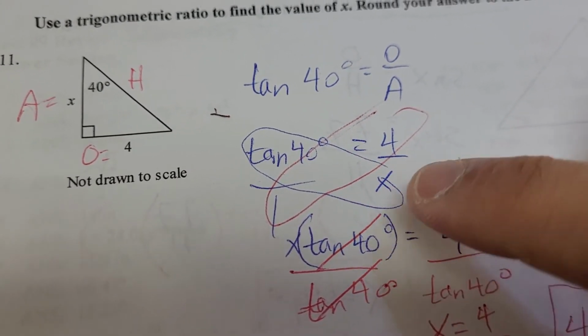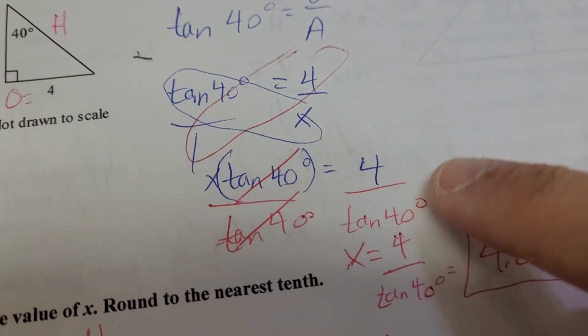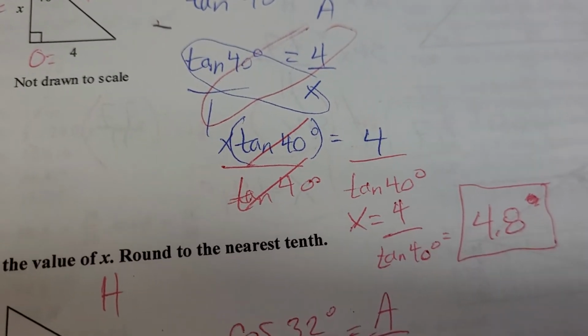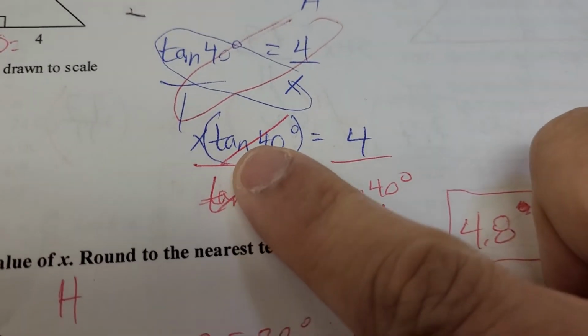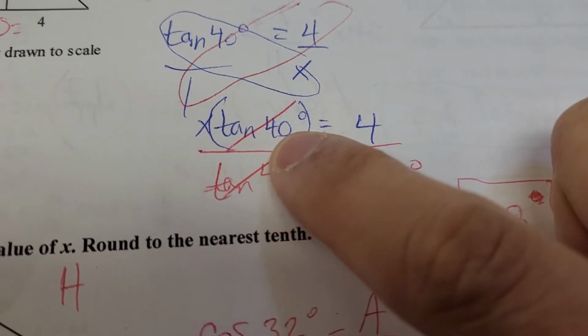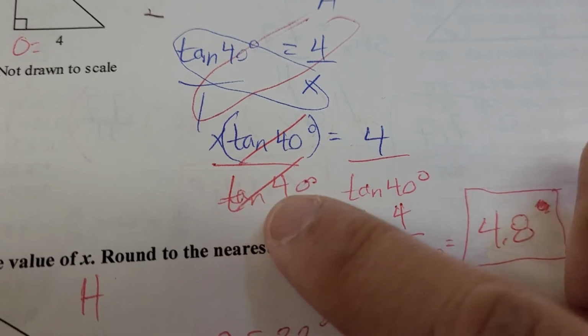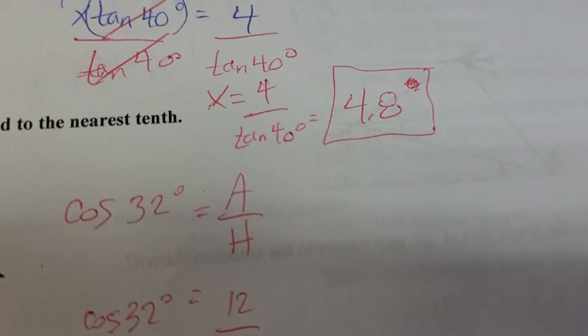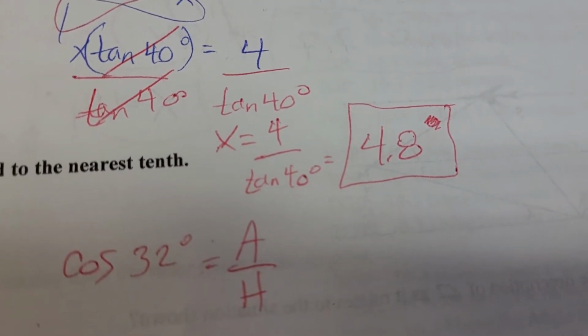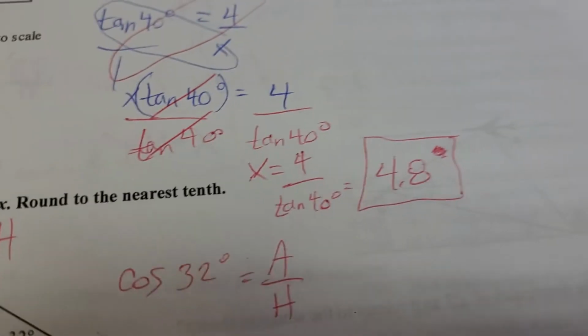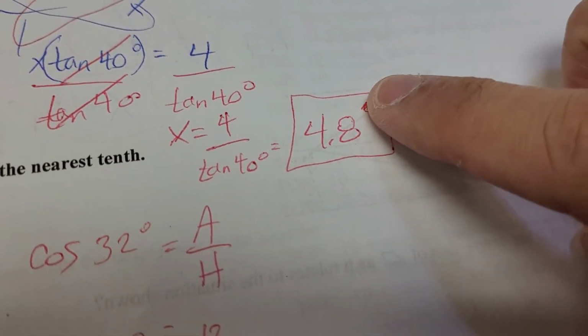So now let's just cross multiply. X times tangent of 40 equals 1 times 4, which is 4. Divide by the tangent of 40. Keep in mind, the trig function of an angle is just a number. I don't want that number times the x, so just divide it on both sides. We're going to end up with 4.8. This is not degrees, just 4.8.